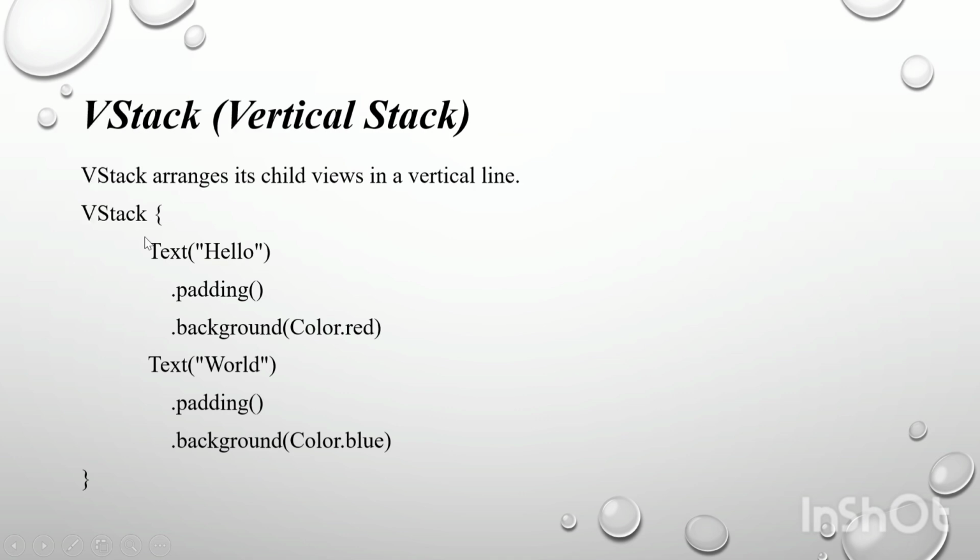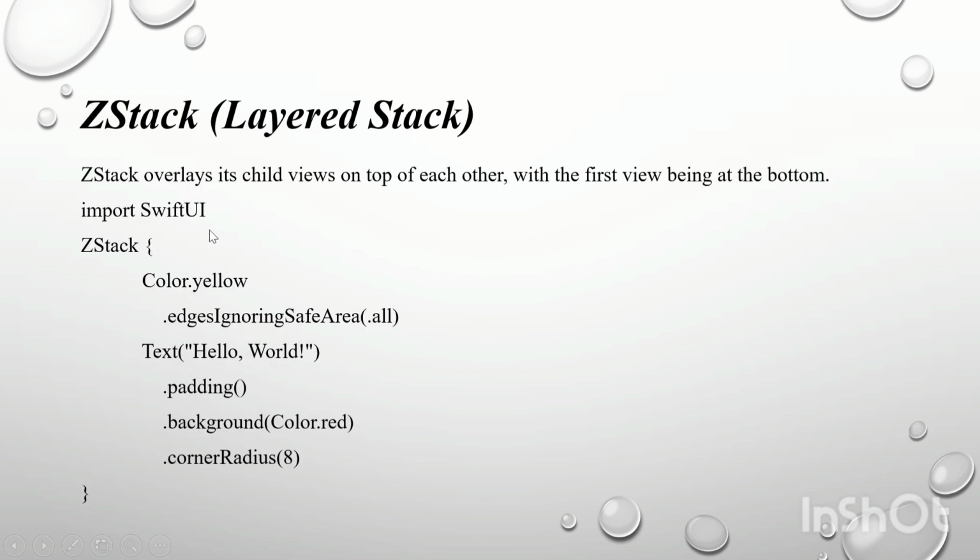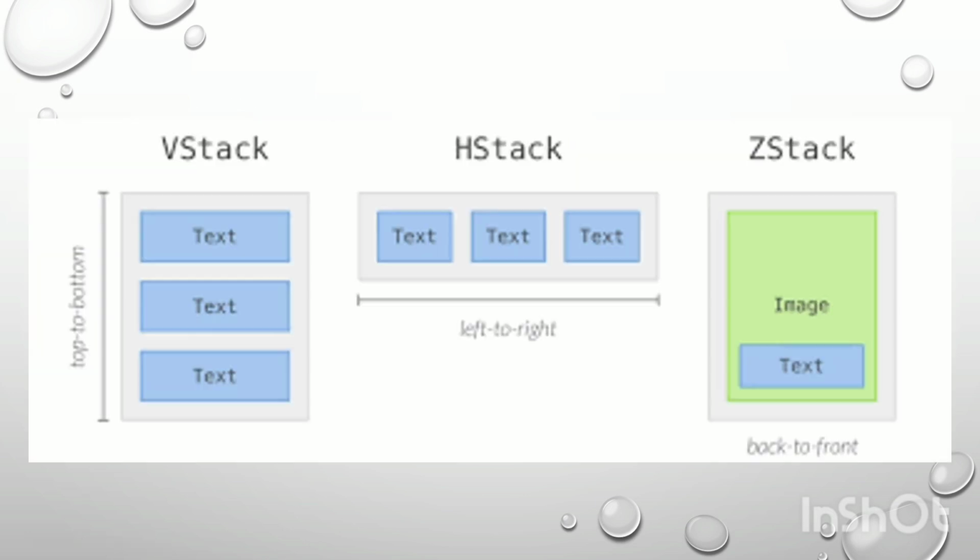Then vertical stack arranges children vertically. First the word hello and then followed by the word below it. And Z stack arranges one on top of another. The first object created is at the bottom and the other on its top. This is the code for the Z stack. Here you can see it clearly.